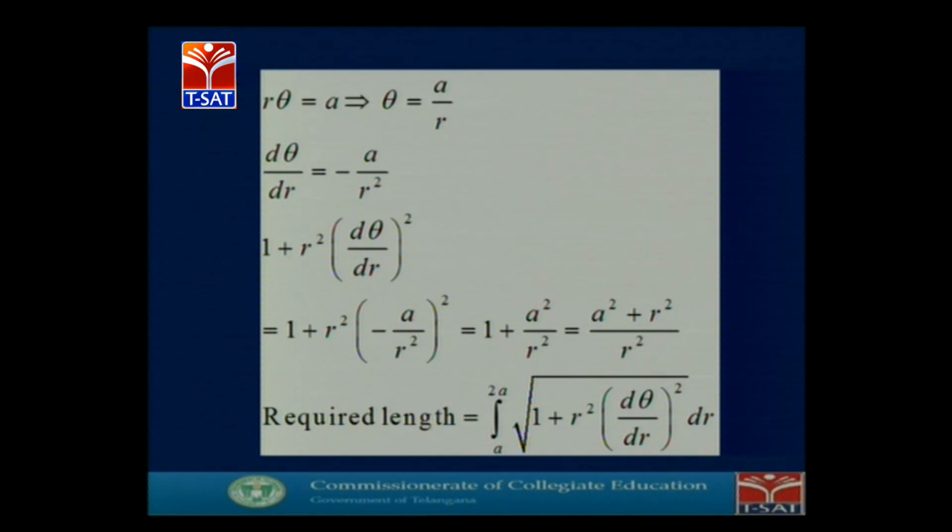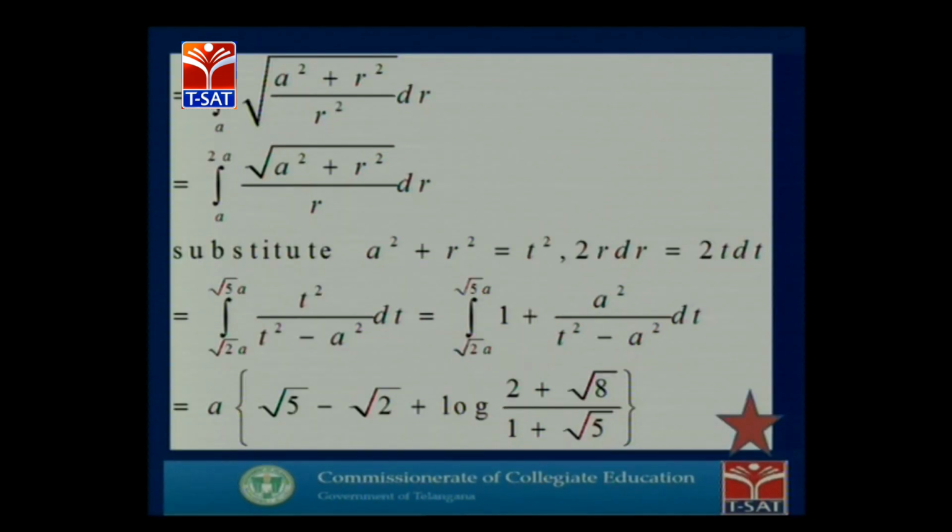In a similar manner, r theta is equal to a, so theta is equal to a by r, and we will find d theta by dr and substitute the value in the equation. After substitution and simplification, what we get is integral of under root of a square plus r square by r dr. Now we need to integrate this.